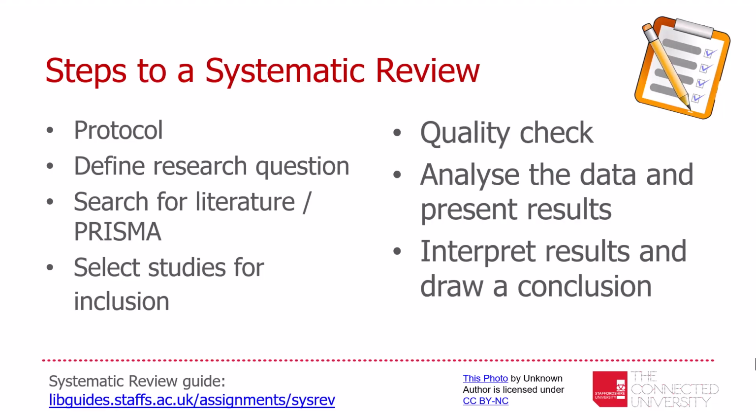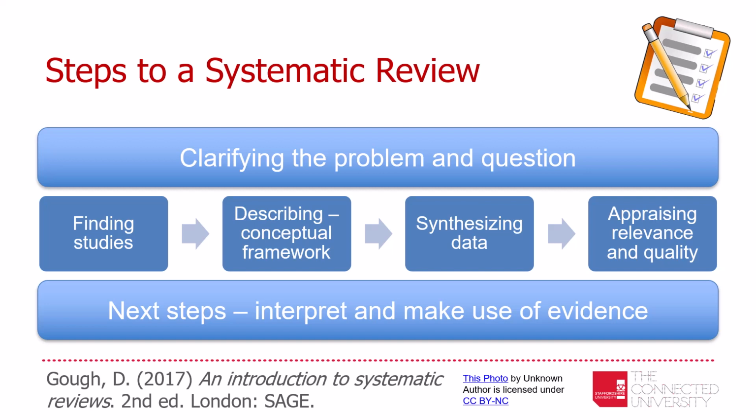So as you might expect, a systematic review requires a very specific systematic process. And these are the main steps that you need to follow in order to carry one out. You need to create a research protocol. You need to define your research question. You need to search for literature, and in doing so, you need to complete a Prisma chart. You need to select the studies that you're going to include in your review. You need to carry out a quality check of those studies. You then analyse the data and present your results before going on to interpret those results and coming to a conclusion.